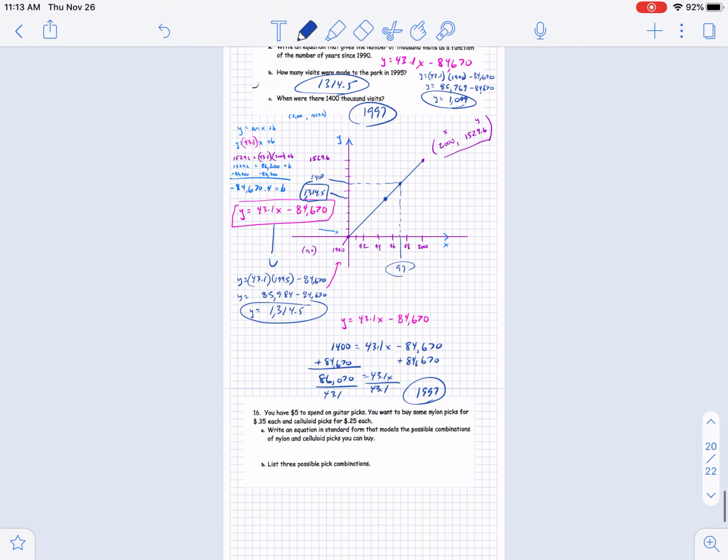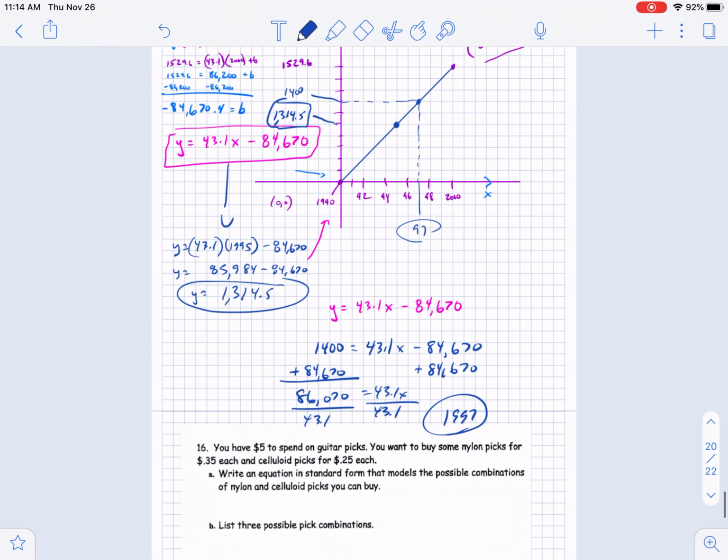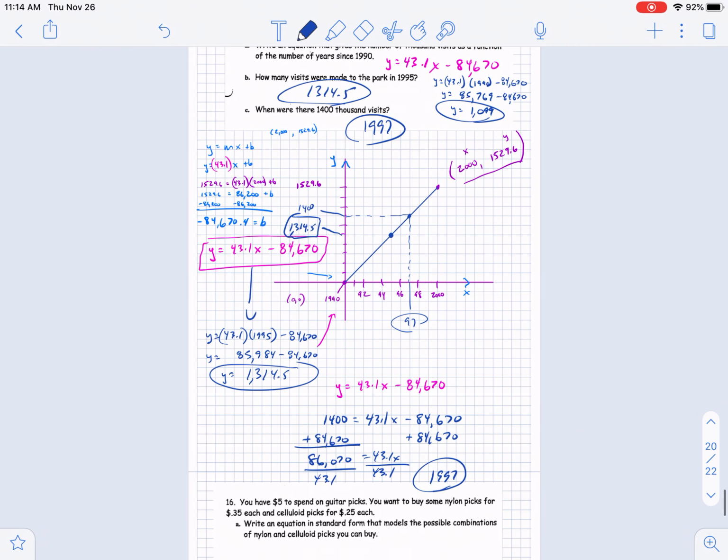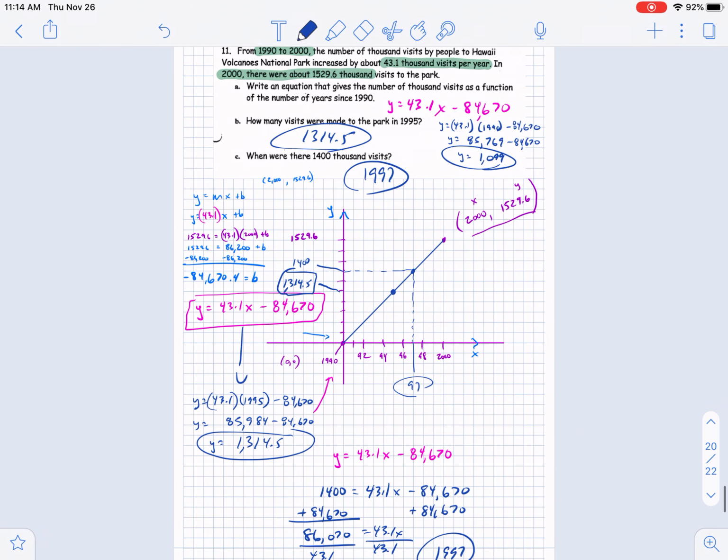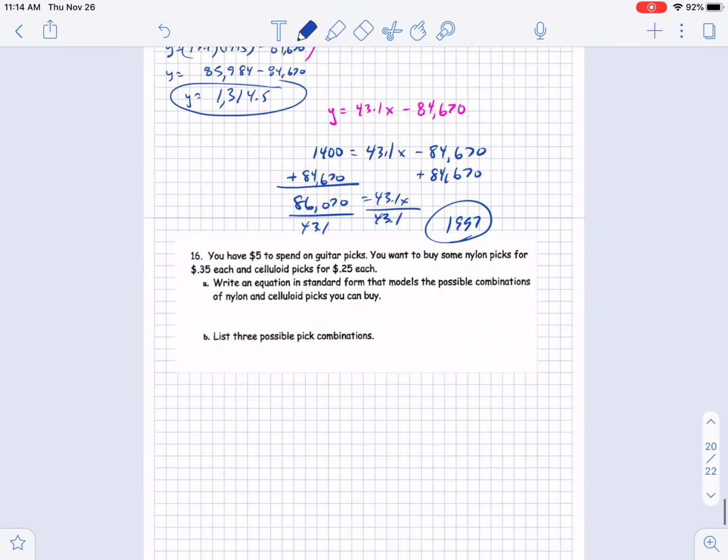Okay, so there is a method to this madness. And if you start slow and you think about what's the slope and what you're looking for, the y-intercept, you can create a problem. And then you can plug in numbers to find answers. All right, and now number 16.